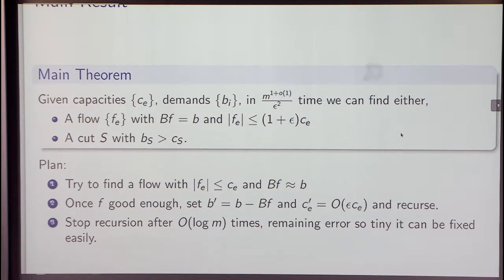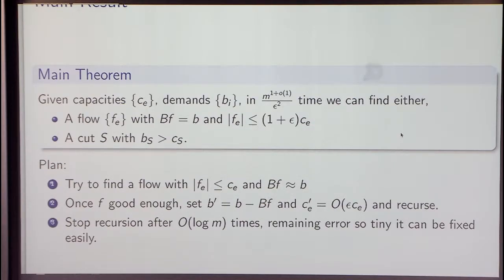Okay, so the plan for how we're going to prove this result and how the algorithm works is, we're going to look at a different approximation. So we're going to try to find a flow that exactly meets the capacity constraints and is sort of off on the demands. So the demands are not quite met, but almost met. And once f is good enough, to say what that means, well, then we'll just set new demands to be whatever our error is, and we'll set new capacities to be something like epsilon times the old capacities, and we'll recurse.